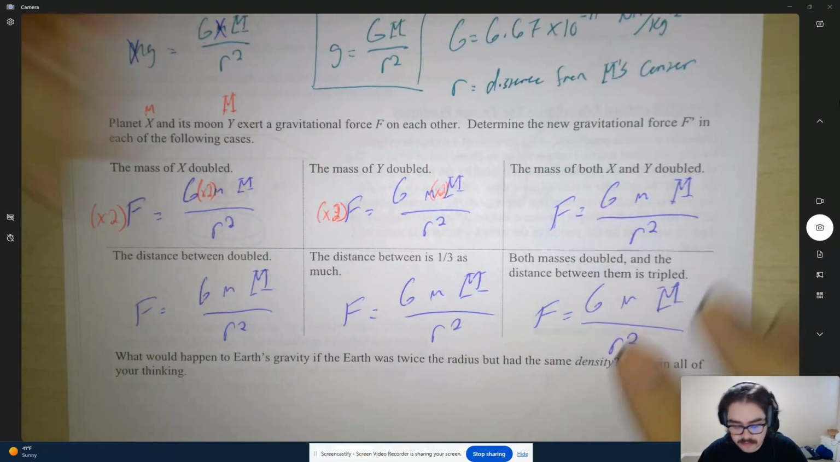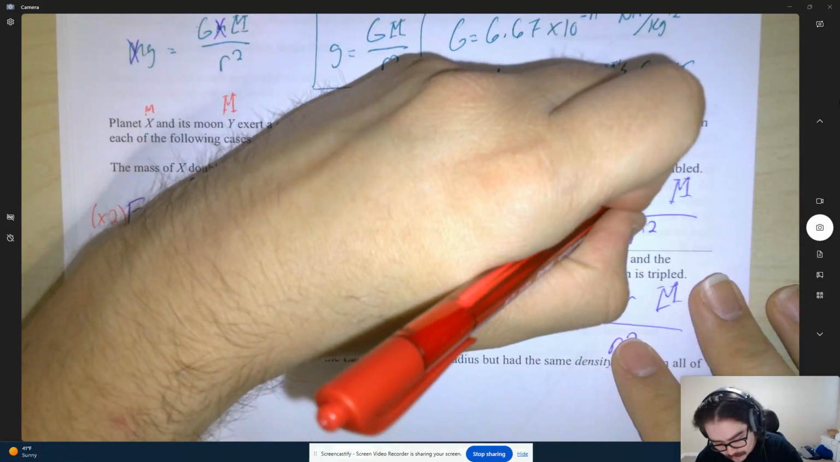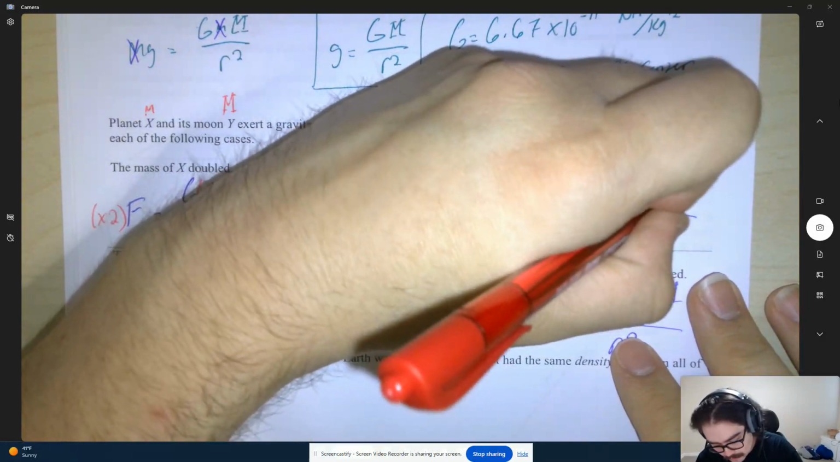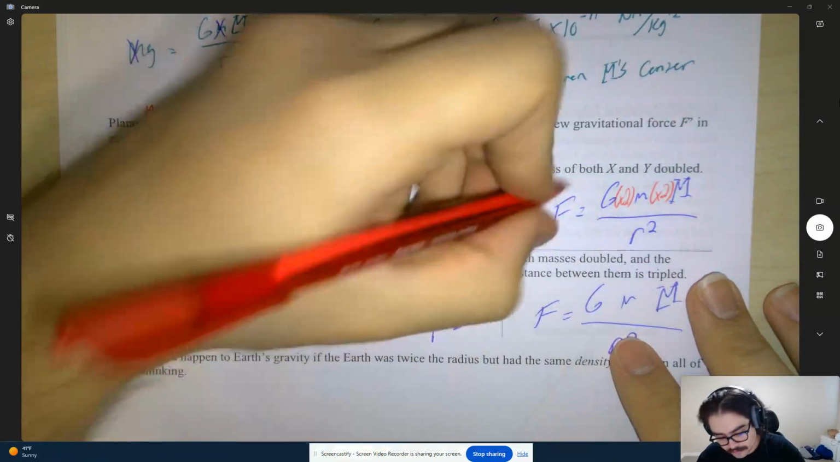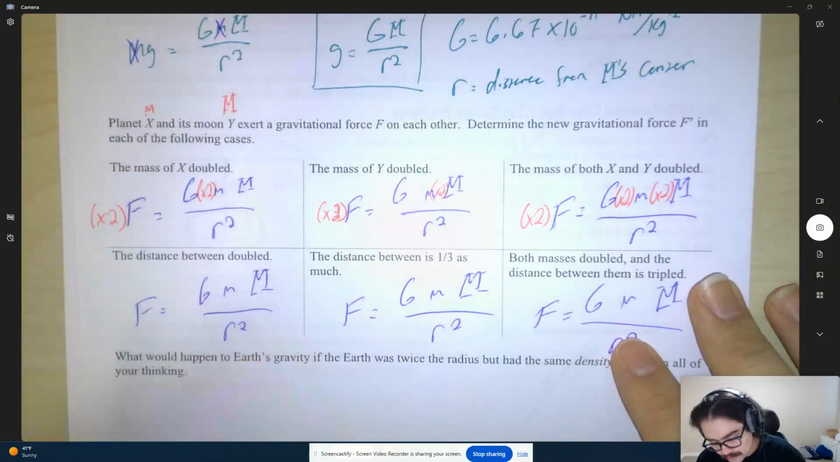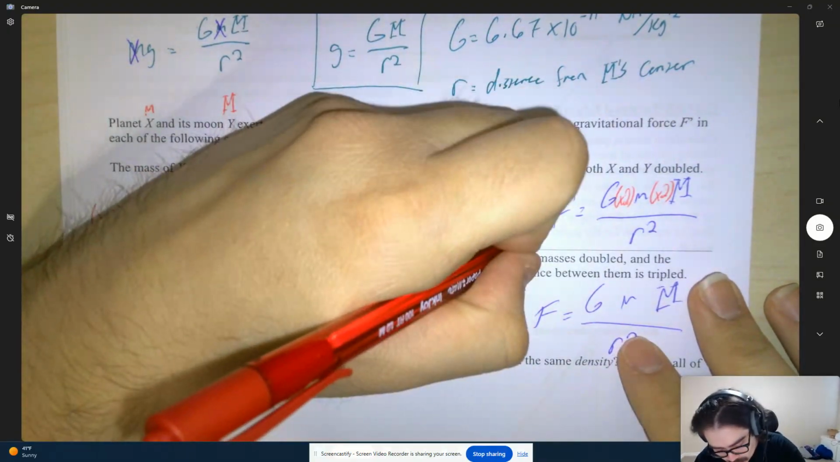If mass x and y both double, then little m is being multiplied by 2 and big M is being multiplied by 2. 2 times 2 is 4. Oh, sorry, why did I write 2? It should be 4.